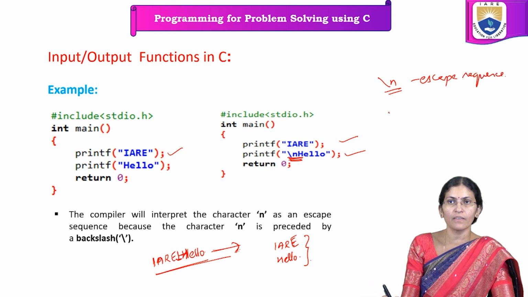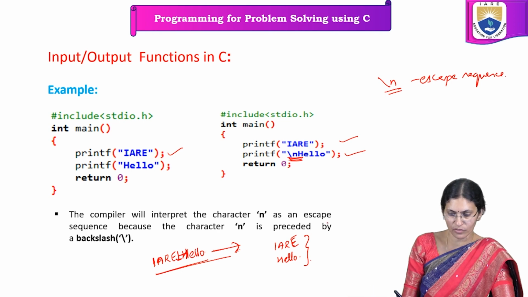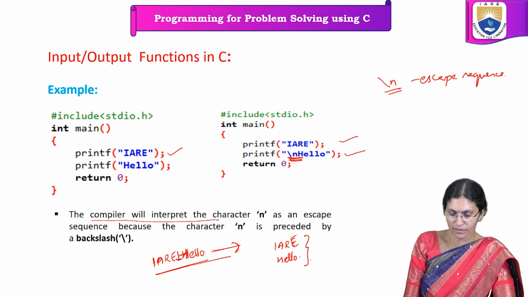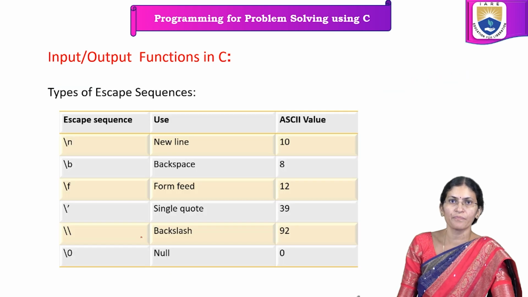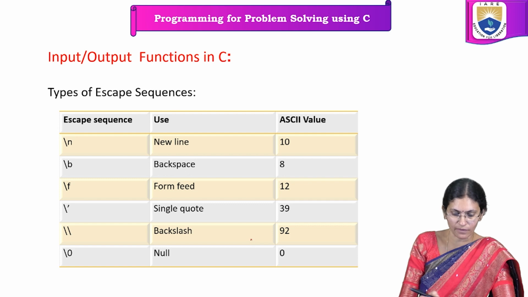So in C, we have a number of escape sequences. There are different types of escape sequences, which we'll see in the coming slides. Here the compiler will interpret the character n as an escape sequence because the character n is preceded by a backslash. So these are the different types of escape sequences which are available in the C language.